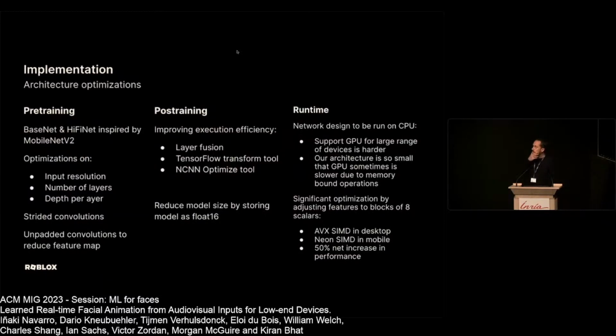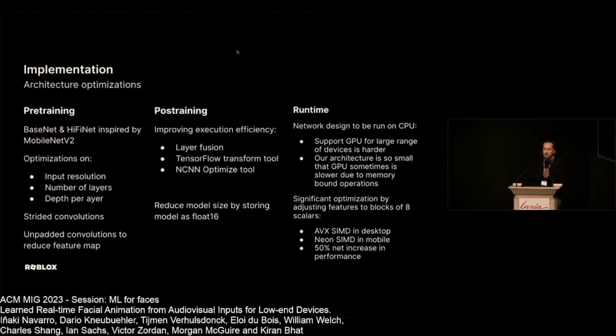So some implementations we did which were very important to us are on three pillars. Pre-training: basically, how do we design the network? Input resolution, number of layers, depth per layer, making them very small. We also used unpadded convolutions to control the feature map. We did post-training, basically fusing layers, which is standard.